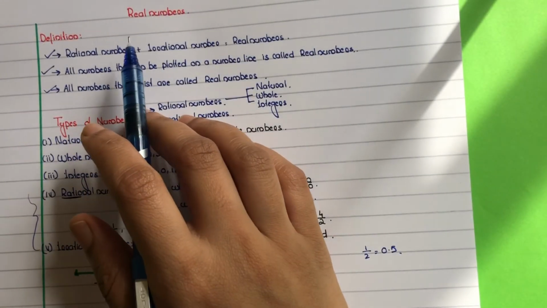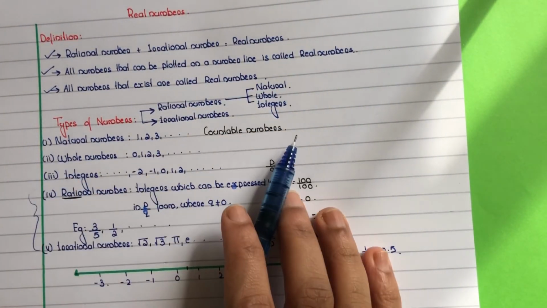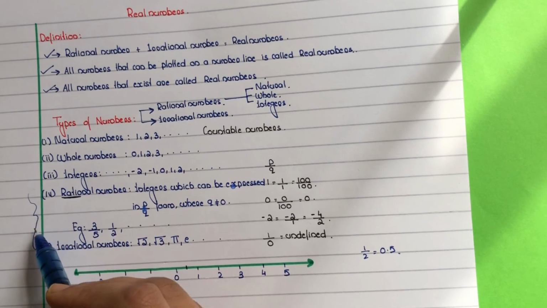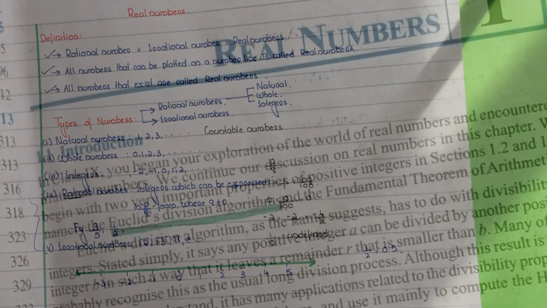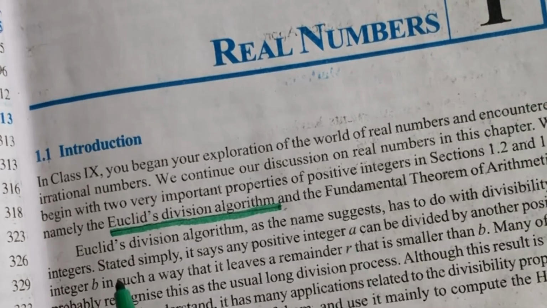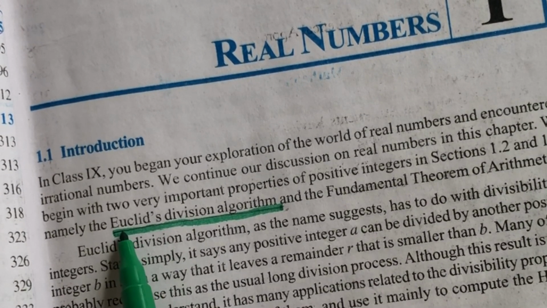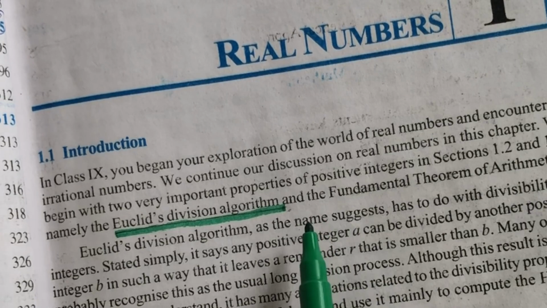Now I think you got an idea about real numbers and the types of numbers, and we'll explain rational and irrational numbers in detail later. That is real numbers. Next we can explain the topic, Euclid's division algorithm.